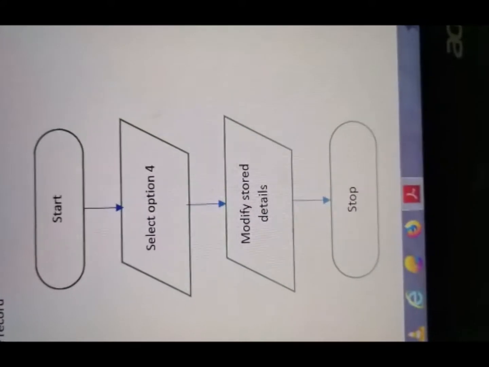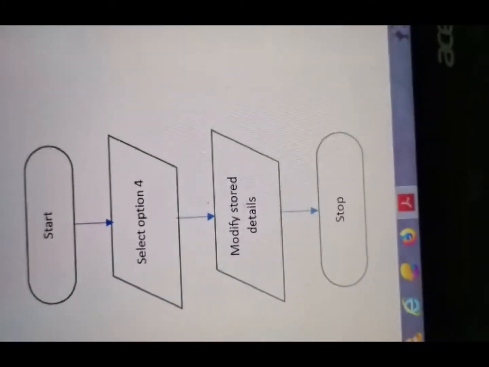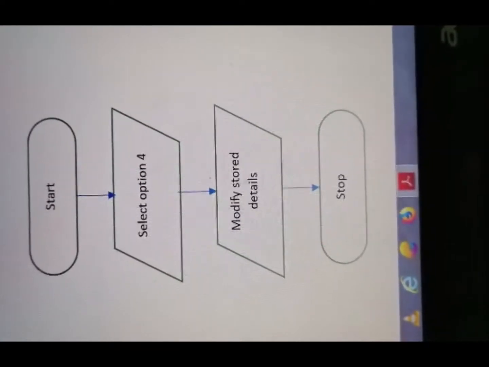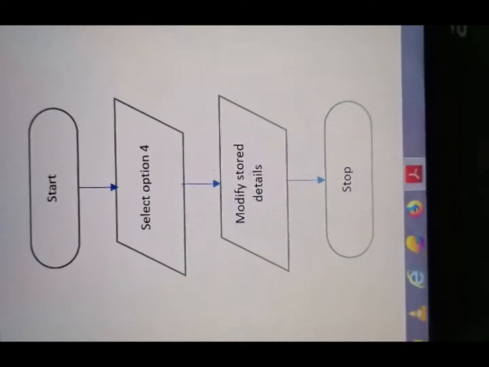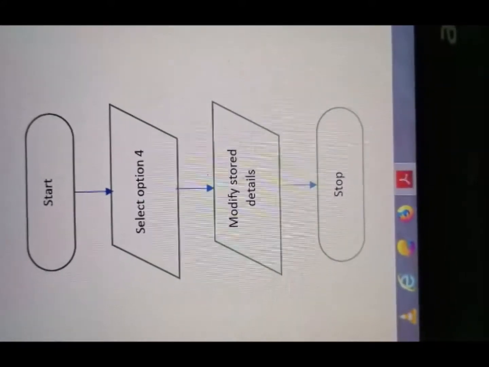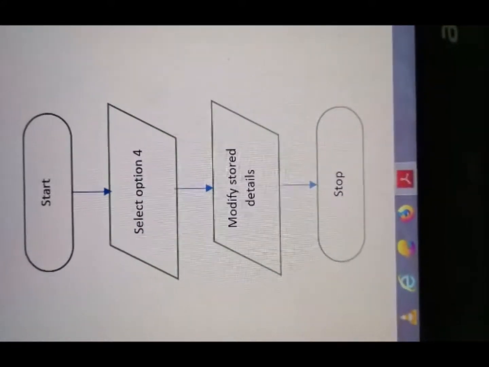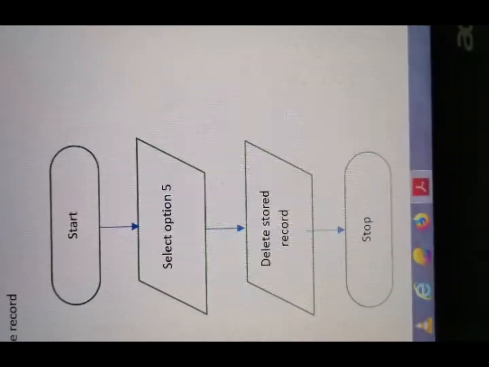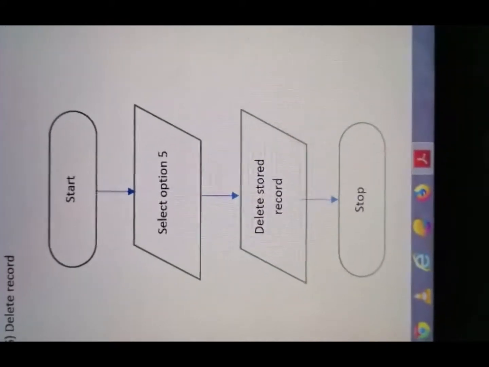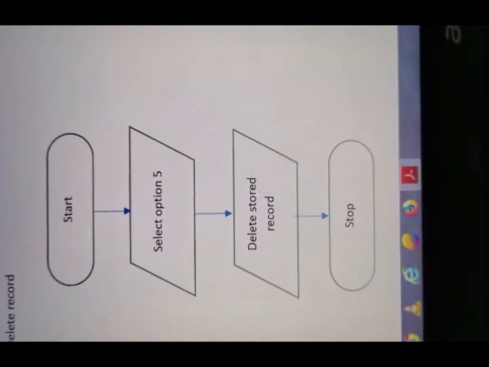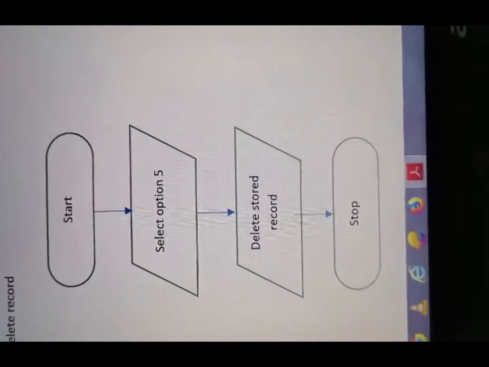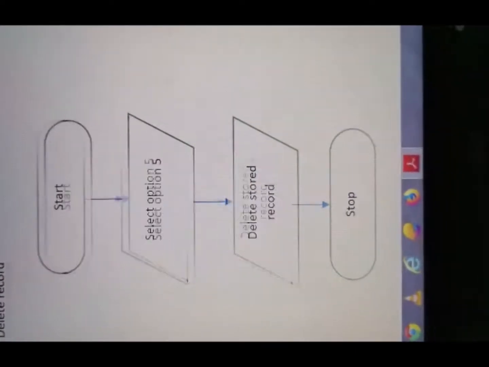The fifth one is update record. To update a record, the program starts and then we select option 4, which is update record, and then we can update or modify any details that we need to change, and then the program stops. And the sixth one is delete record. As usual, the program starts and then we select option 5, which is delete record, and then the program will delete the selected record, and then the program stops.